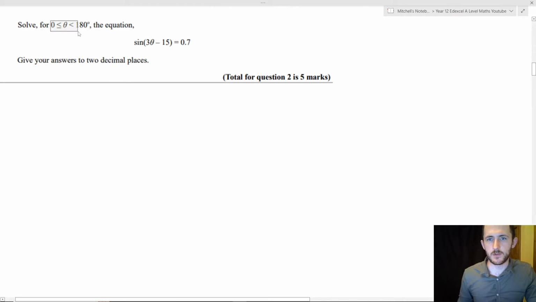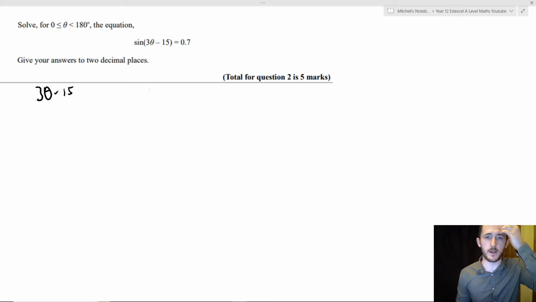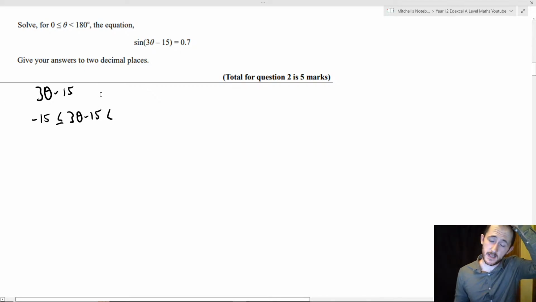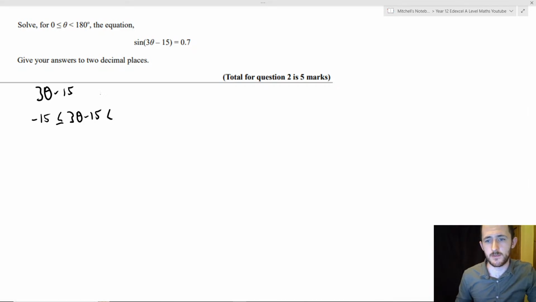So again, solve for between 0 and 180, the equation this. So again, we have 3 theta minus 15. On both sides of our equation, we need to times them by 3 and minus 15. 0 times 3 is 0, minus 15 is minus 15. And then 180 times 3 is 540, minus 15 gives us 525.